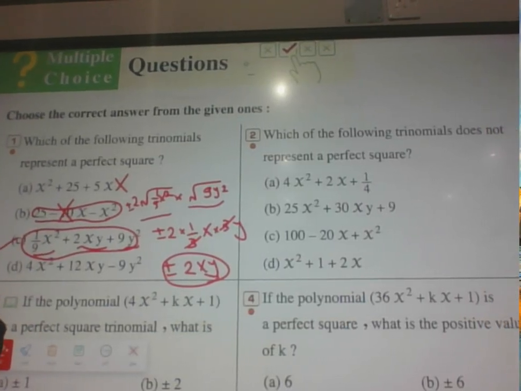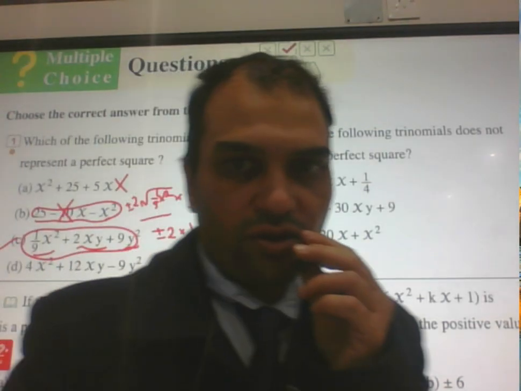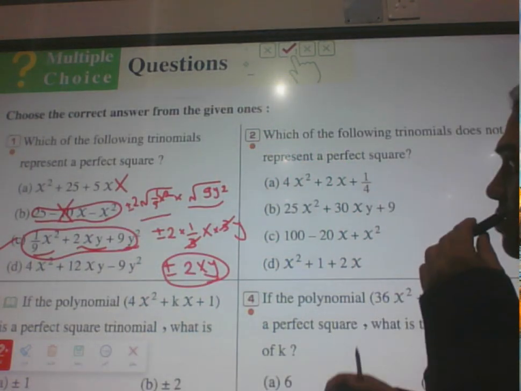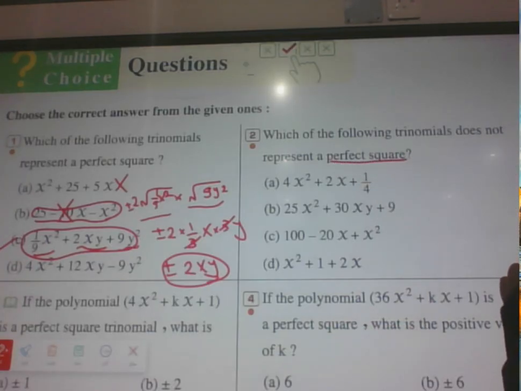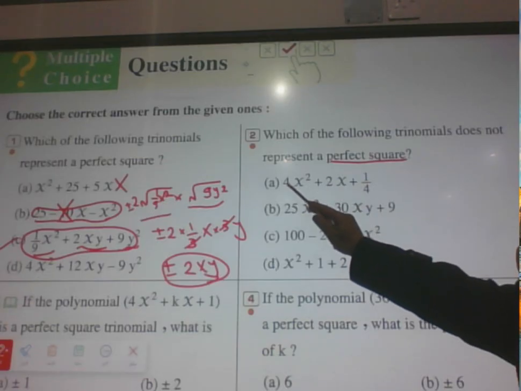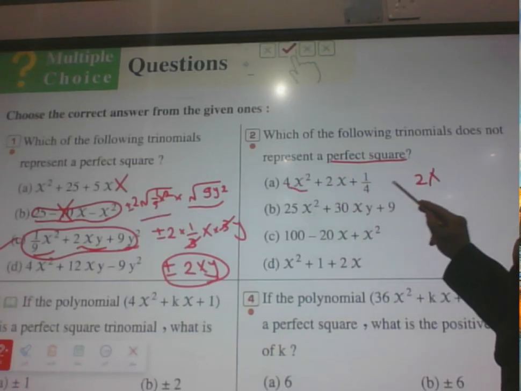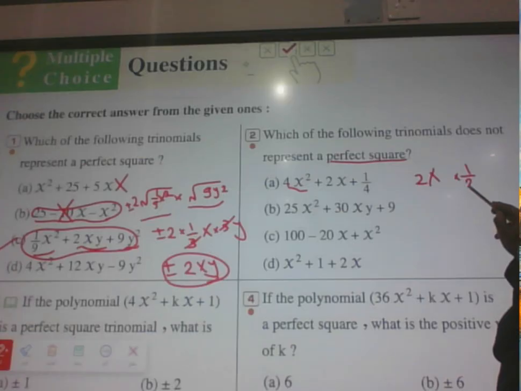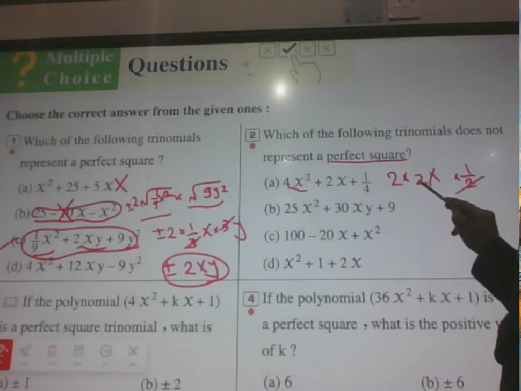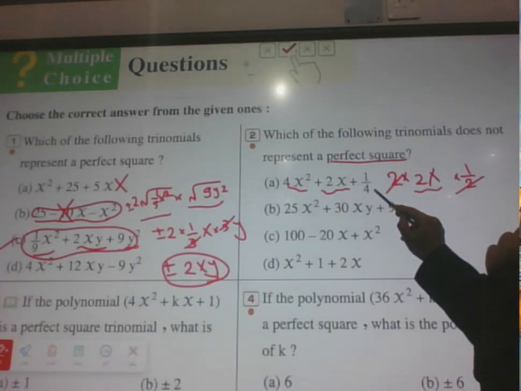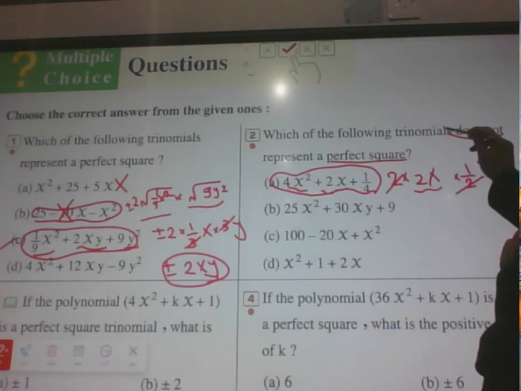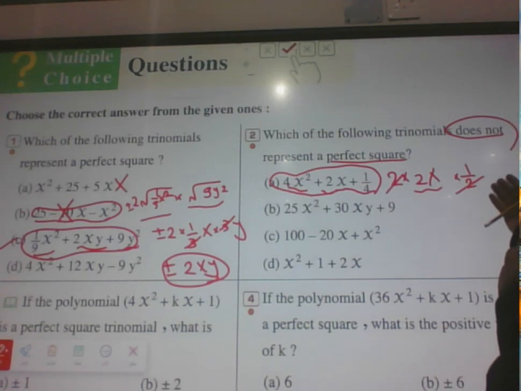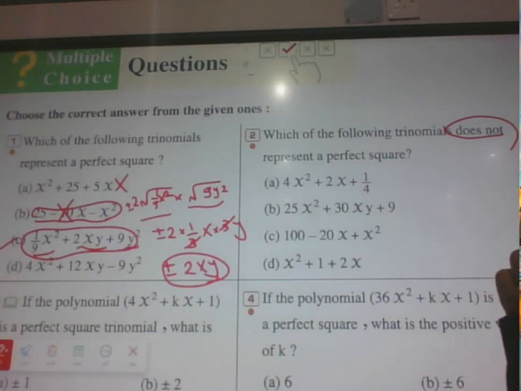Next question, number 2. Which of the following trinomials does not represent a perfect square? Look here at the first. We can find the square root of the first, it will be 2x. The square root of the third will be a half. If we multiply by 2, the result will be 2x in the middle. So you might choose letter A. We call it a perfect square, but he asked about one that doesn't. Then we can't choose letter A.